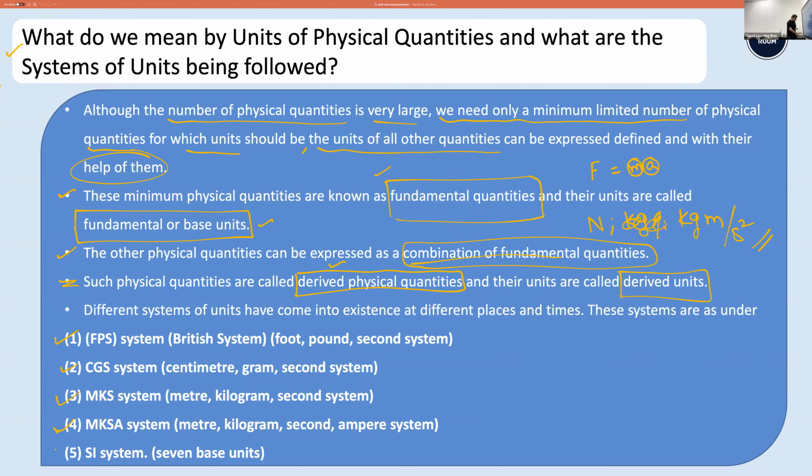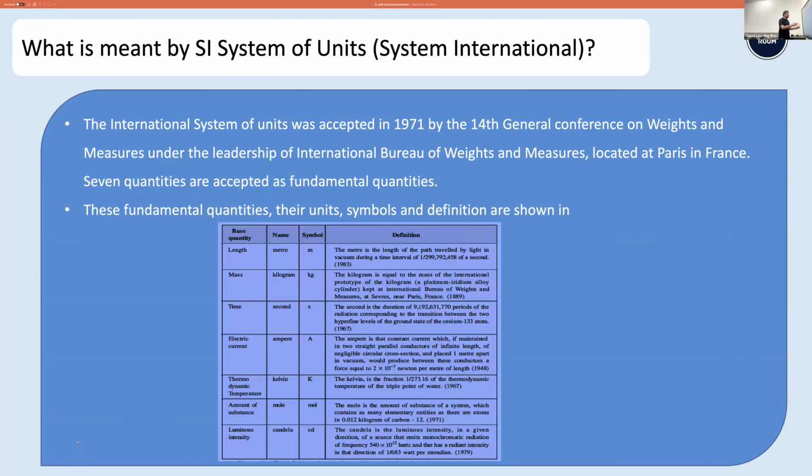Ampere is a measure of electric current. And the last one is the SI unit, which has seven base units. That is why here the name is not given as MKSA or something. Here we have mentioned four base units, here we have mentioned three base units, whereas in the SI system, you have seven. So let's see what those seven are. This is the table. We are going to use this system.